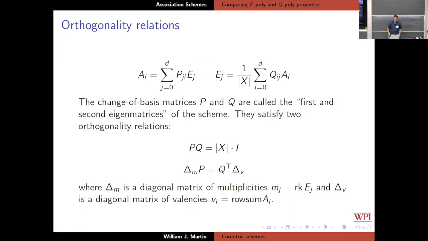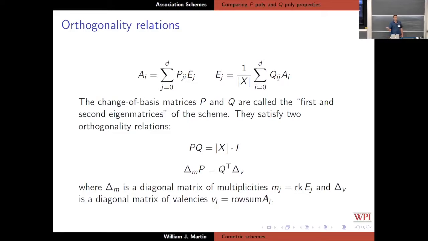So the P matrix is equal to the Q matrix. Here, we don't always require that. So the A's are a linear combination of the E's. So the P_ji is an eigenvalue of A_i on the jth eigenspace. So it's the eigenvalue of A_i. So these are algebraic integers, totally real algebraic integers.